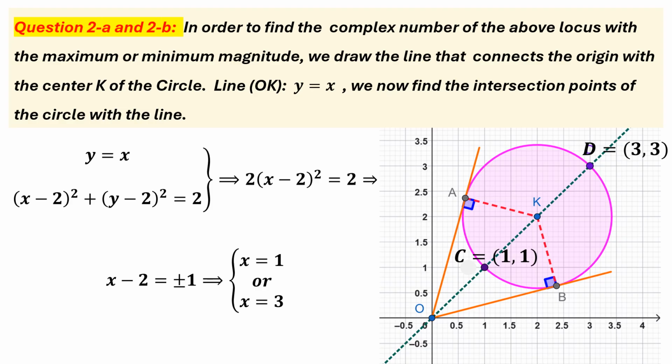So now in order to find the complex number of the above locus with the maximum or minimum magnitude, we draw the line that connects the origin with the center, K, of the circle. In our case this line is OK, with equation y equal to x. We now find the intersection points of the circle with the line by solving their system of equations. And we get that the point C of the circumference of the circle, with coordinates 1, 1, is the closest to the origin and point D, with coordinates 3, 3, is the furthest from it.